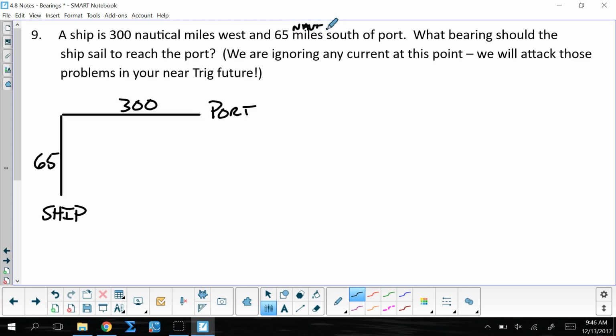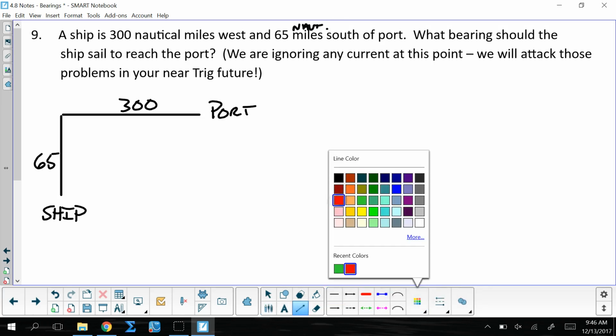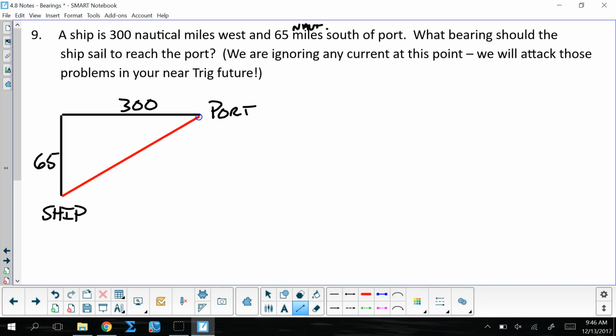Okay, what bearing should the ship sail to get back home? So the bearing that the ship would have to sail to get back home is the bearing angle from the ship to the port, which is that angle there. Now, I'm going to tweak this one just a little bit.